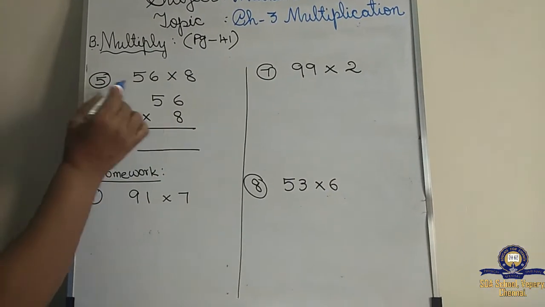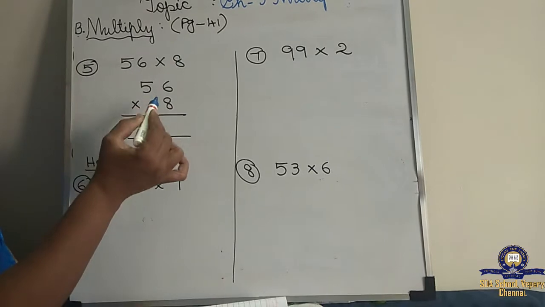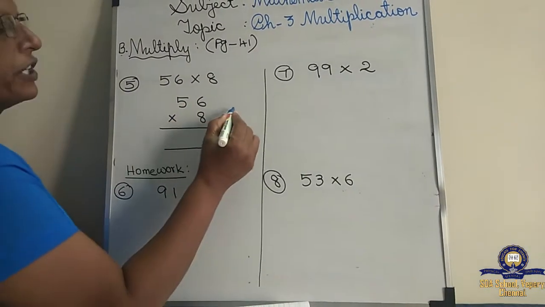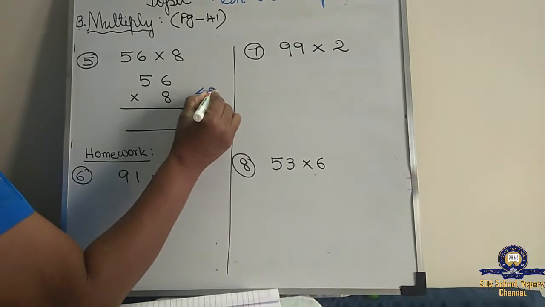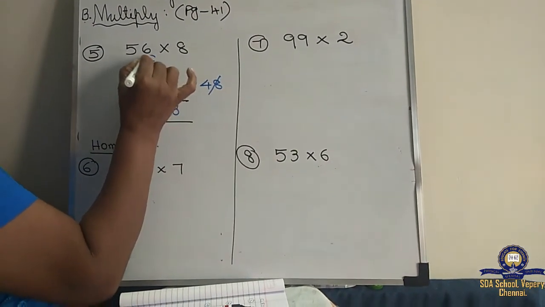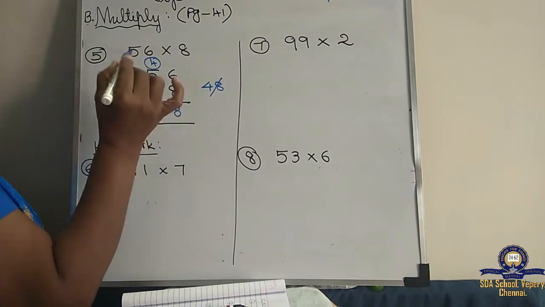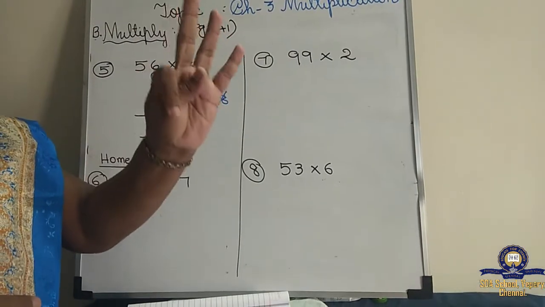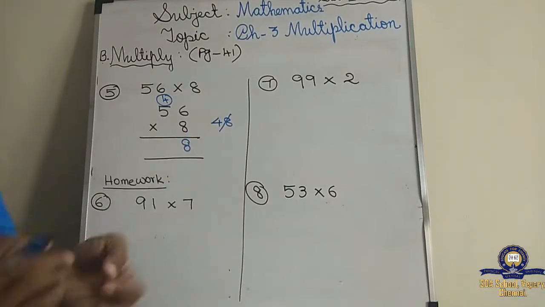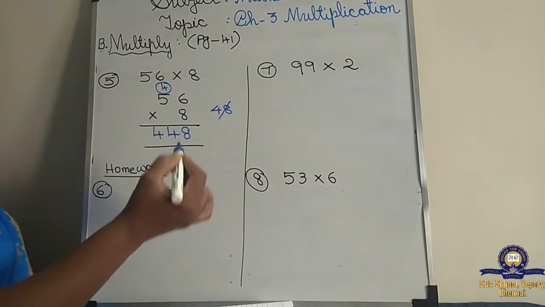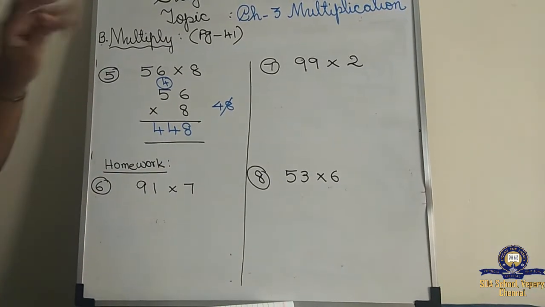Okay, children, now the fifth one. 56 into 8. 8 6s are 48. You write 8 here and bring this 4 here. 8 5s are 40. 40 plus 4 is 44. So the answer is 448. Now I have taught 5 sums.